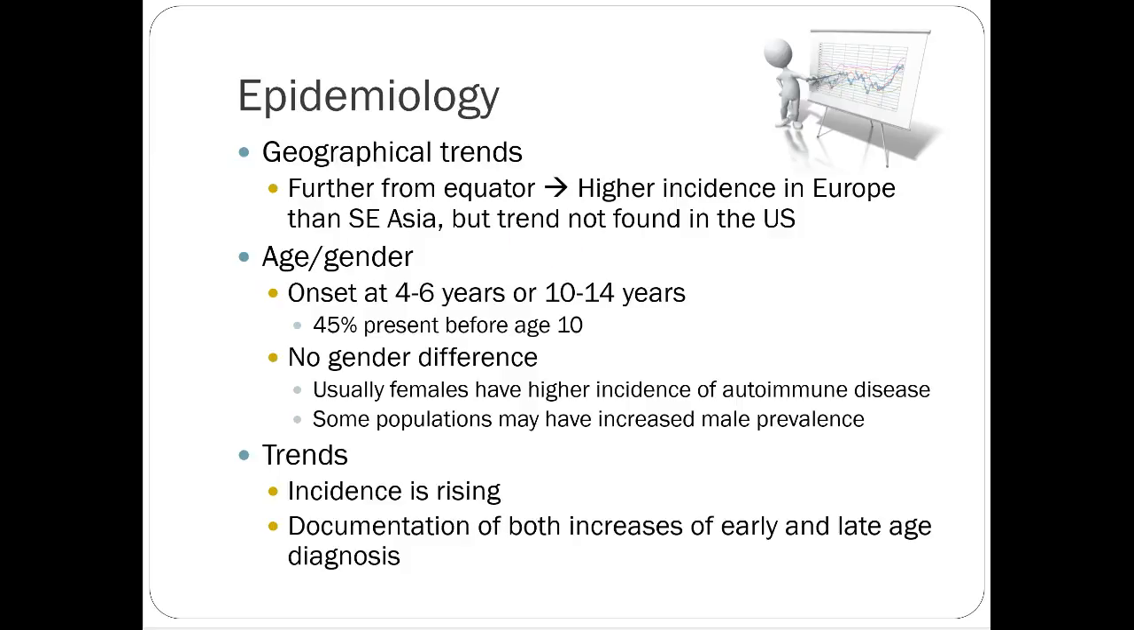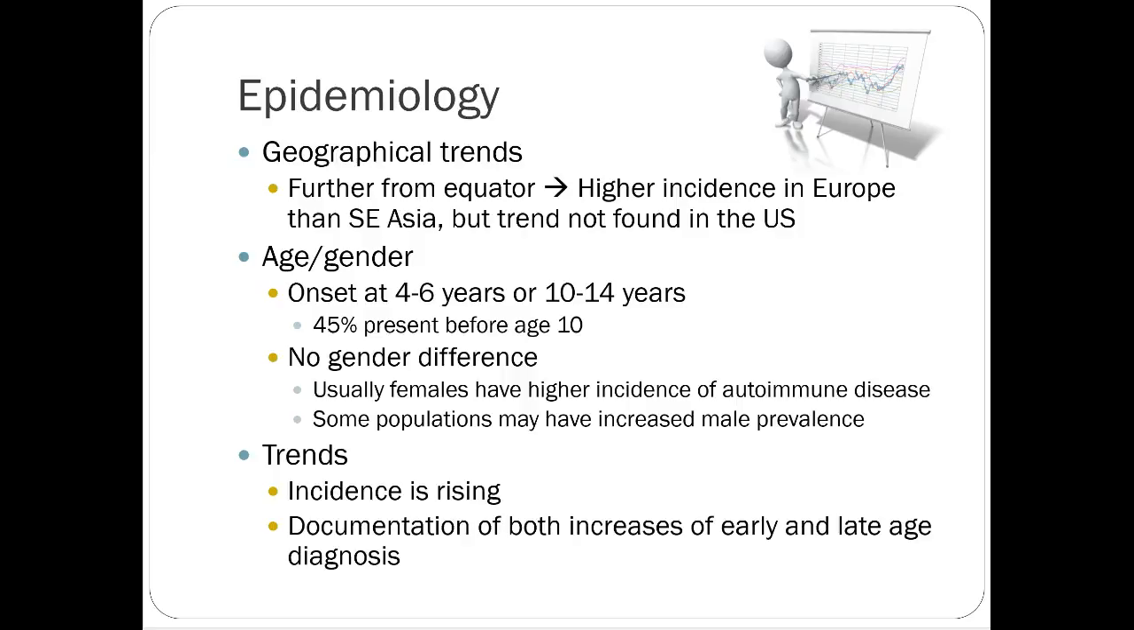As far as age and gender, there are kind of two peak onsets you see, although you can really have it occur anywhere between 0 and 14 years. Really, you could have it a bit earlier, a bit later. But usually you're going to see an onset at 4 to 6 years, and then another onset peak between 10 to 14 years. About 45% of kids will present before age 10. So it's about a 50-50 mix of who's going to present in that earlier group and who's going to present in the older group, maybe with a little bit more in the older group. There is no gender difference.